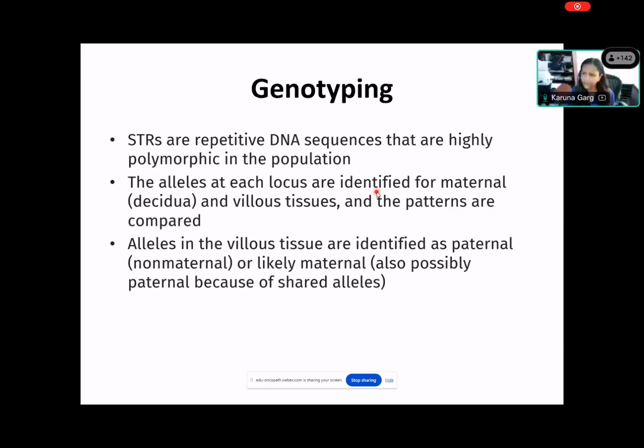I don't know if you have genotyping available in India or not. Do you? It just becomes more pertinent.